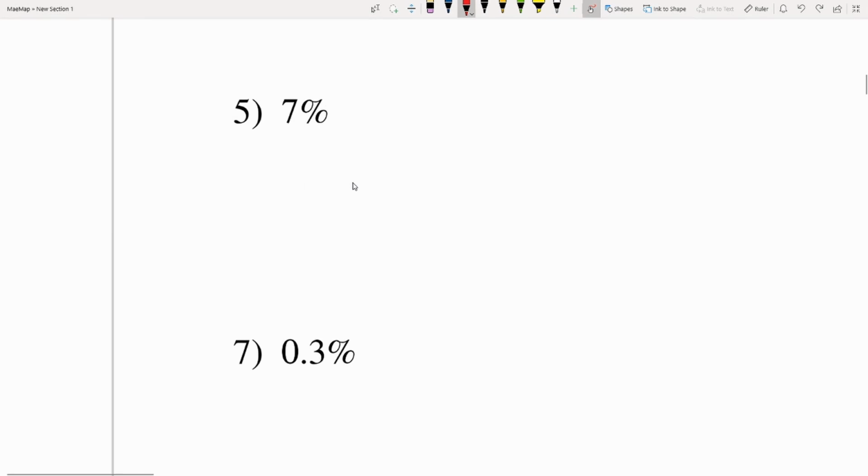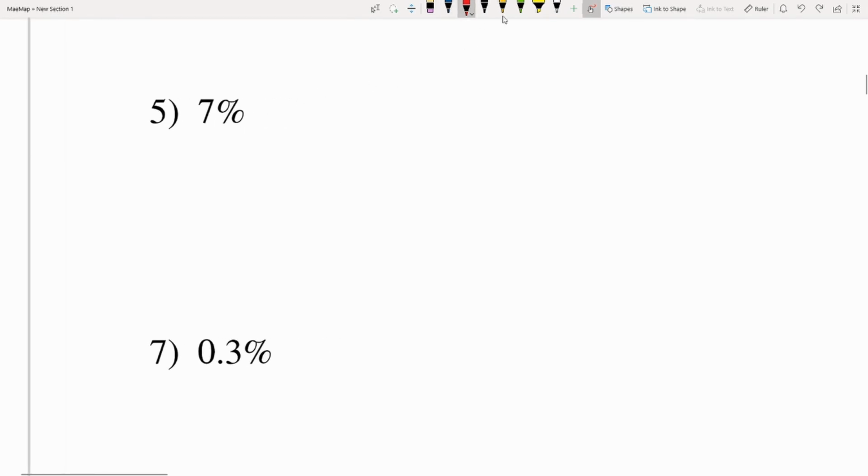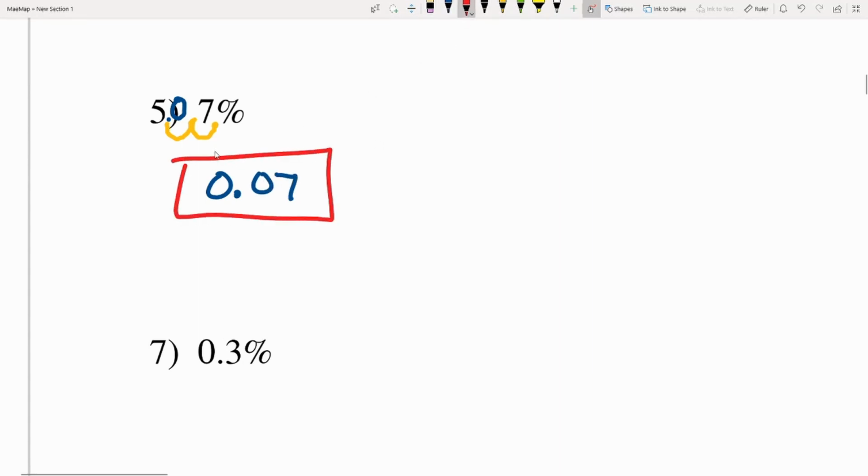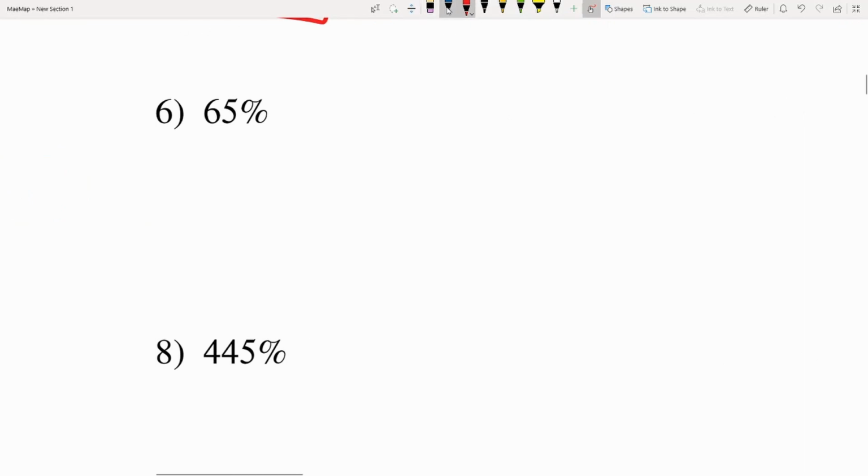Same kind of concept as in number 4 with number 5. We have 7%, so our decimal place is here, but we're moving it twice to the left, once in front of the 7, and then once more beyond that. So we need to include a 0. So for this, we'll have 0.07 or 7 hundredths as our decimal. In number 6, 65%, my decimal moving 2 to the left is going to be 0.65 or 65 hundredths.